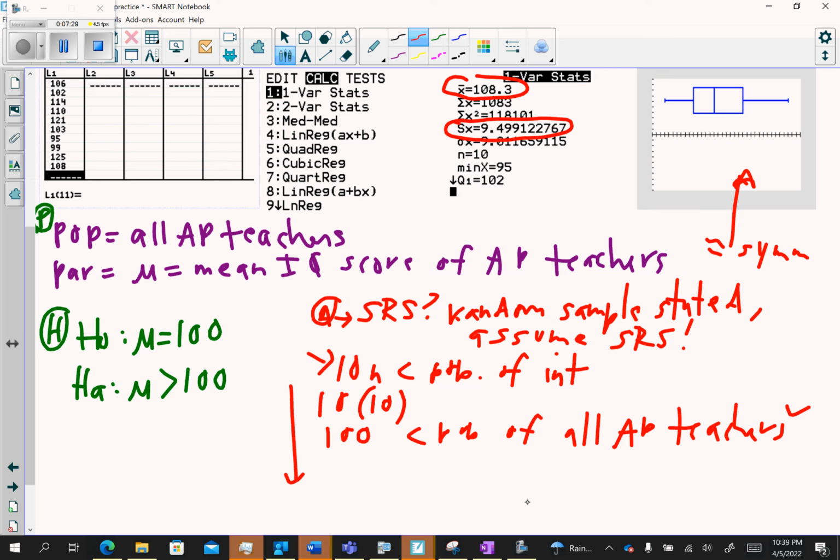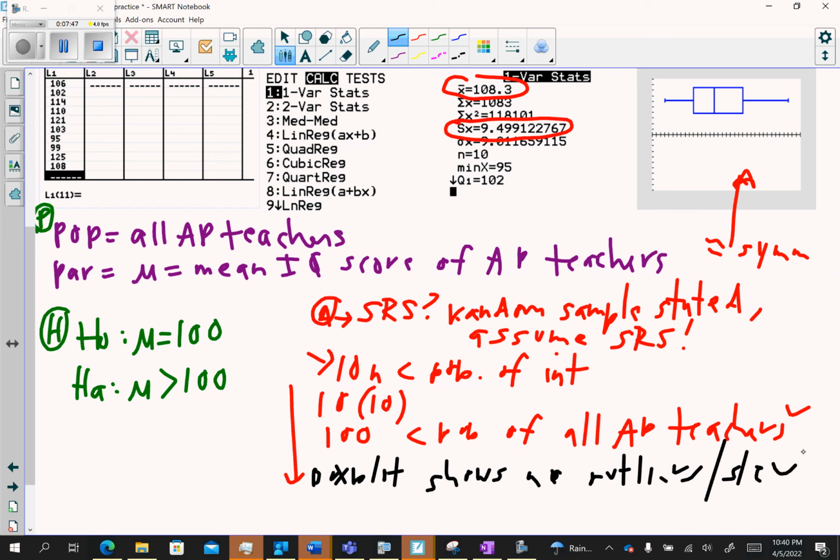So I'm just going to refer to the box plot. Box plot shows no outliers or skew. So I can proceed. All right, so now we're going to proceed with our step N.